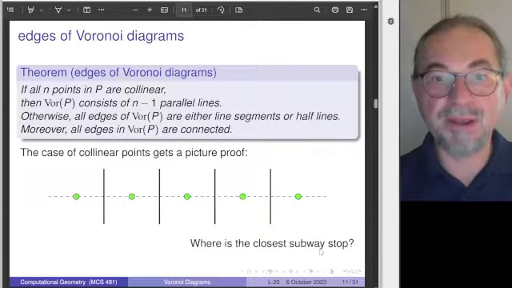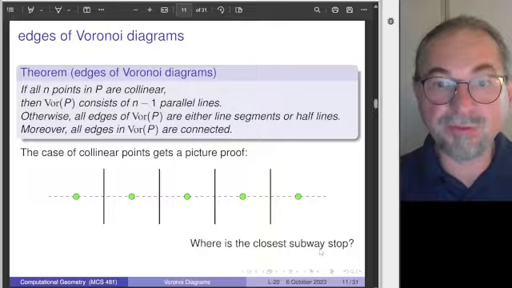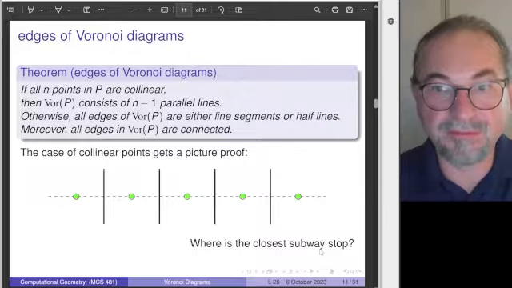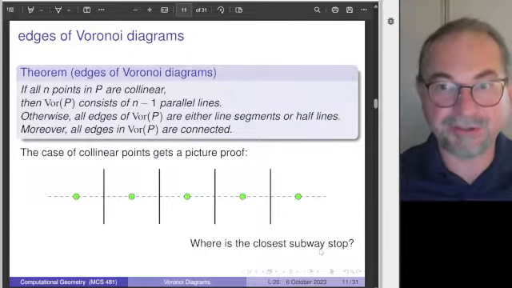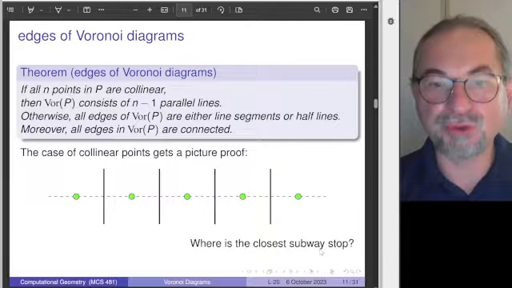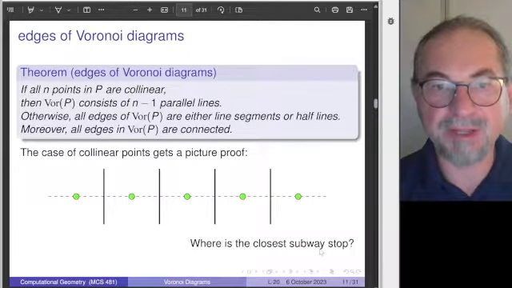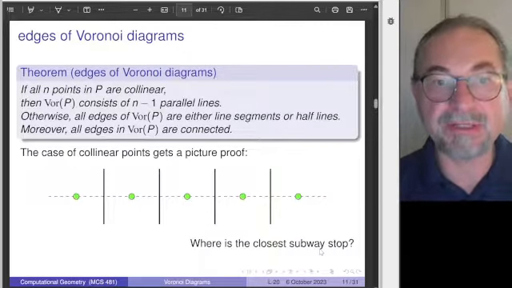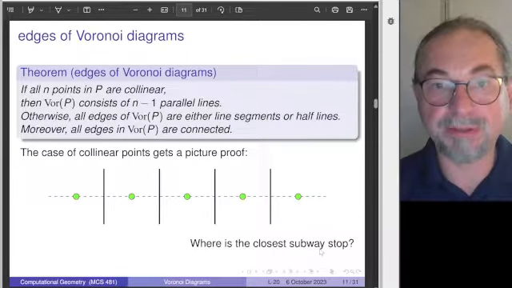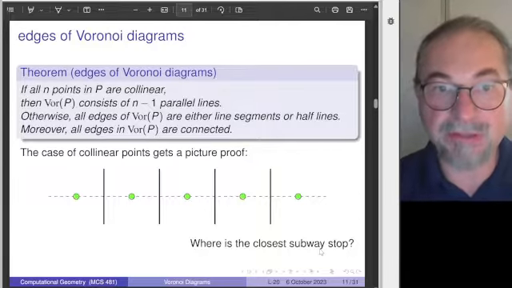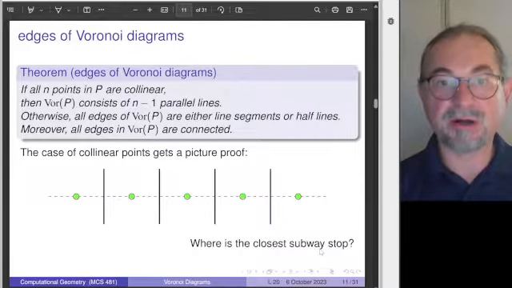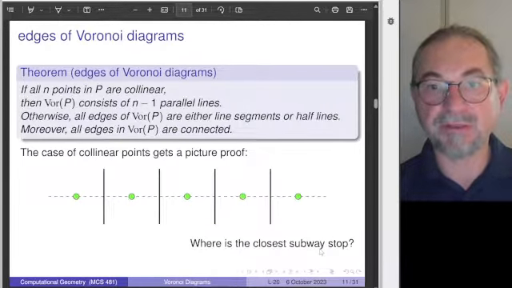All right. Here are some other cases. What if all your points are collinear? When do you have this? Well, if you look at the subway, all the stations are lined up. Where is your closest subway stop? If all the points are collinear, then the Voronoi diagram is defined by n-1 parallel lines. Otherwise, if the points are not collinear, then all the edges are either line segments or half lines.